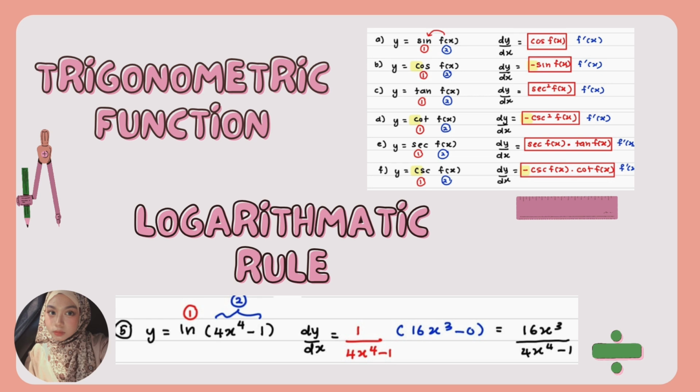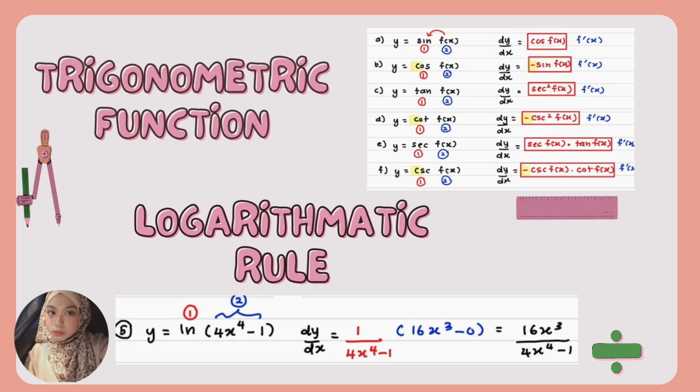So for A until D, you guys can see that sine, cos, tangent, and cotangent, when differentiated to dy over dx, it changes. So you have to remember it well so that you will not make any mistake. For example, A, y is equal to sine f(x), so dy over dx is equal to cos f(x) with the first derivative of x.